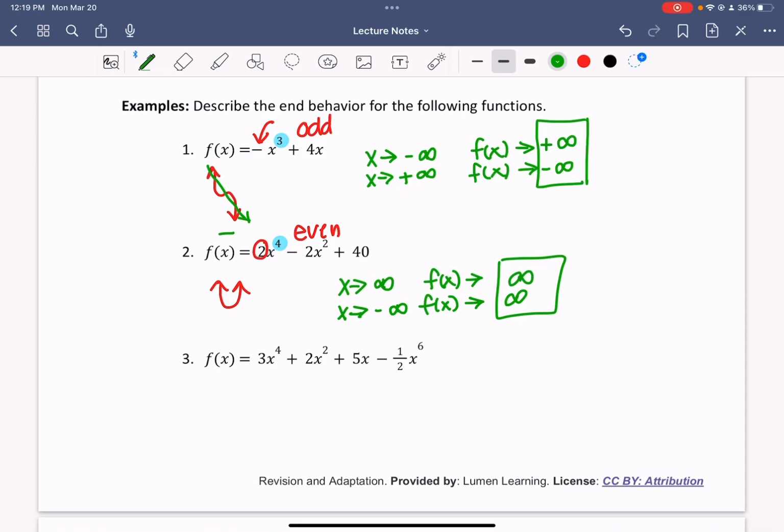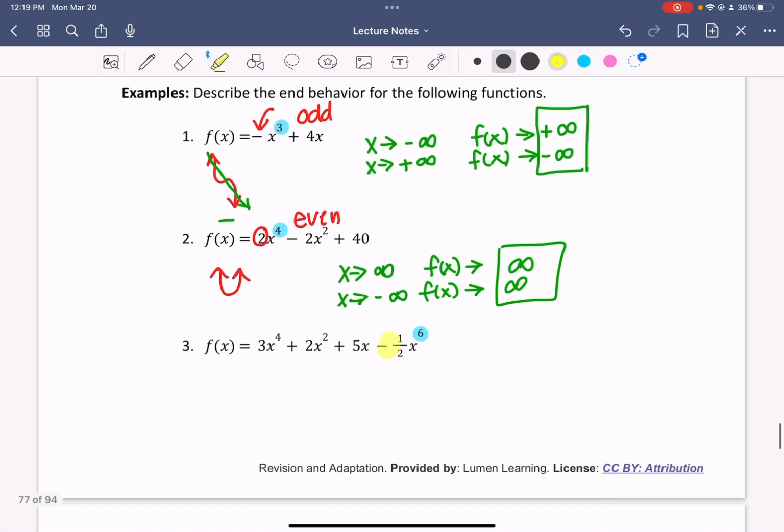Last one. Lots of pieces going on, but let's look at it. It has a positive 6 as the highest degree. Again, look throughout the entire problem. And then its leading coefficient is a negative 1/2. So that means it is even and negative. So that means it's either going to be facing upward or downward. Because it's negative, we're going to use the one that's facing downward.